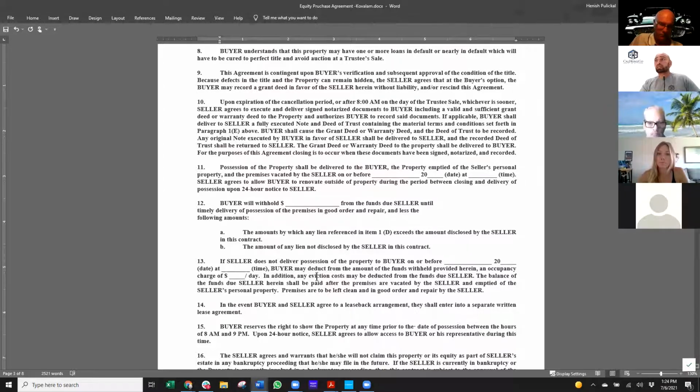If seller does not deliver possession of the property to the buyer on or before, let's say it's 1 month, buyer may deduct from the amount of funds withheld provided herein an occupancy charge of X amount per day. It depends on the dollar amount, but typically I'm charging about $200 a day, right? Because I want it to be enough where they say, crap, this is more expensive for me than just to go to a hotel to stay at my house.